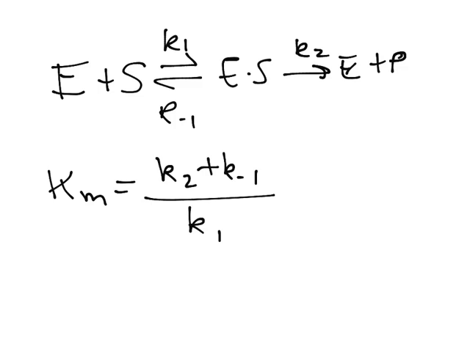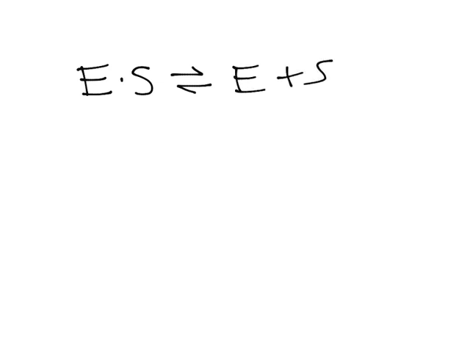But how we really use it is as an apparent Kd value, an apparent dissociation constant for the enzyme substrate complex. So if we were going to look at that, the enzyme substrate complex dissociating would look like this by itself. If we're just talking about it breaking apart back into the enzyme and the substrate, this would be K minus 1 and this would be K1, in the way that we wrote our original reaction schematic.